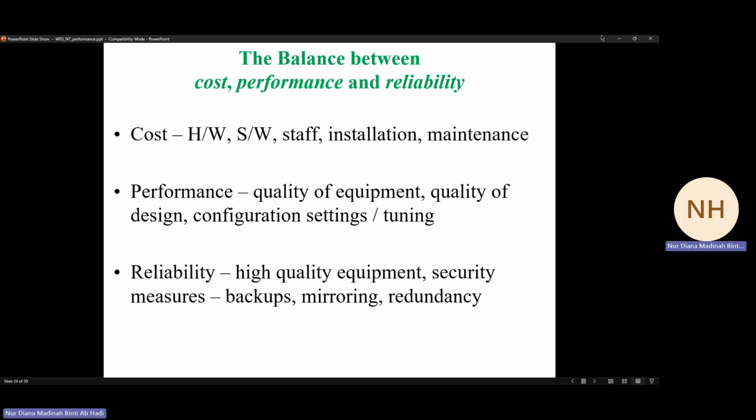So the balance between cost, performance, and reliability. Cost covers software, hardware, staff, installation, and maintenance. While for performance, it is the quality of your equipment, quality of your design, configuration settings, and your tuning. And for reliability, high quality of equipment, the security measures, the backup and mirroring, and redundancy. Okay?